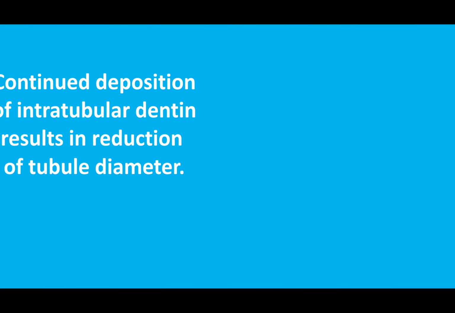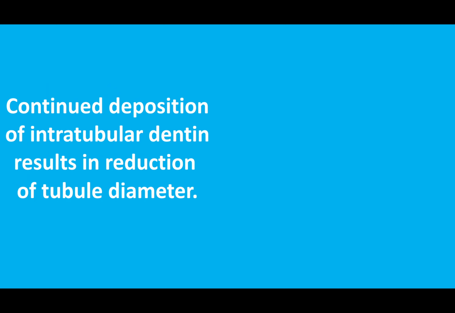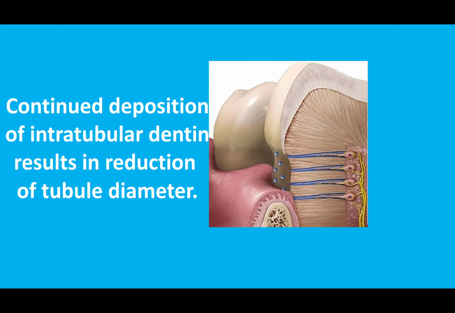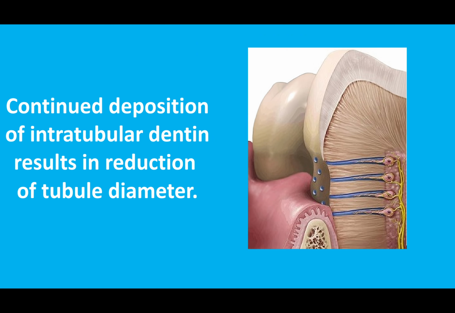Number one change is continued deposition of intratubular dentine results in reduction of tubule diameter. Here is a diagram to explain this line. This is a diagrammatic representation of, this is enamel, this is dentine, and there is pulp. These are odontoblast cells, these are odontoblastic tubules, and these are dentinal tubules.